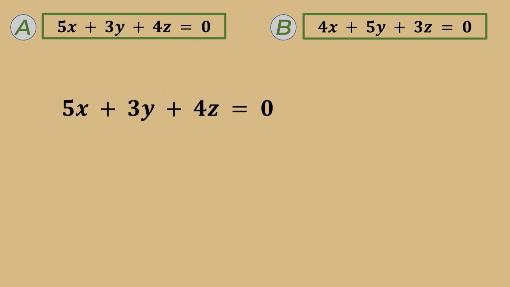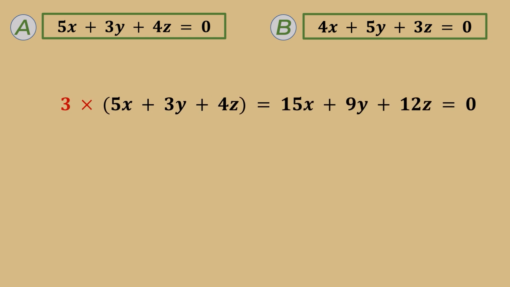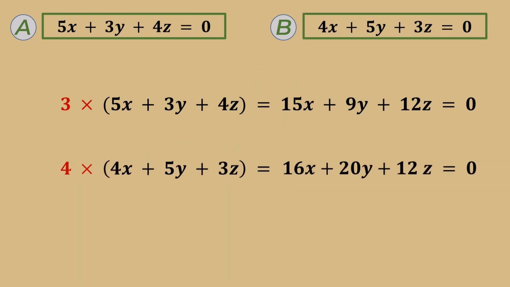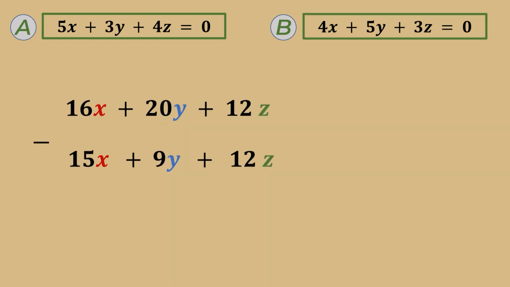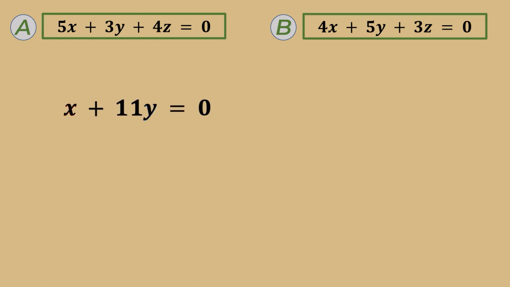Multiply equation A by 3. This produces 15x plus 9y plus 12z equals 0. Multiply equation B by 4. This produces 16x plus 20y plus 12z equals 0. Subtract the first result from the second. The z terms cancel. We obtain x plus 11y equals 0. So x equals negative 11 times y.